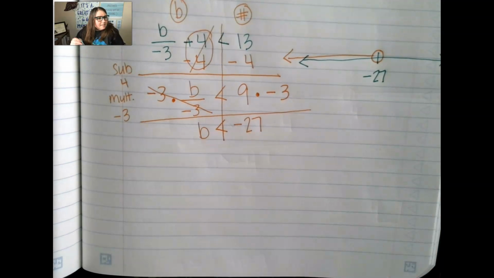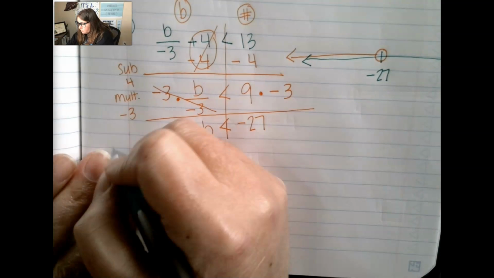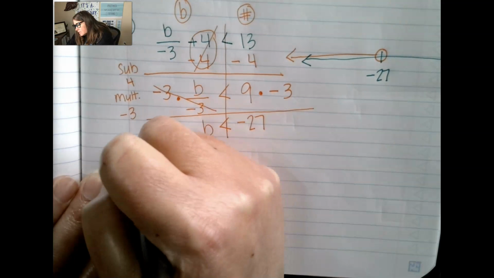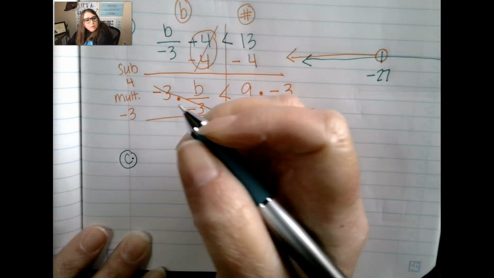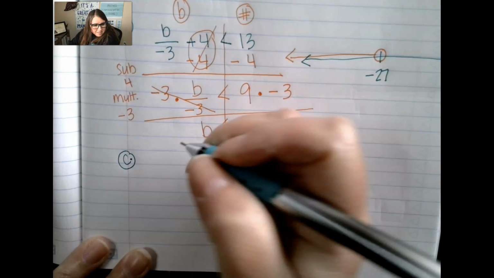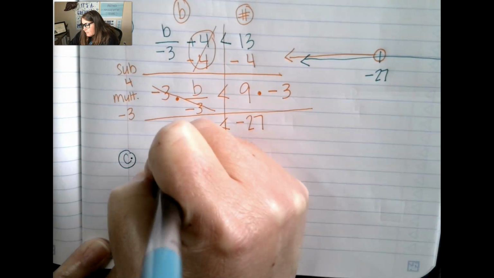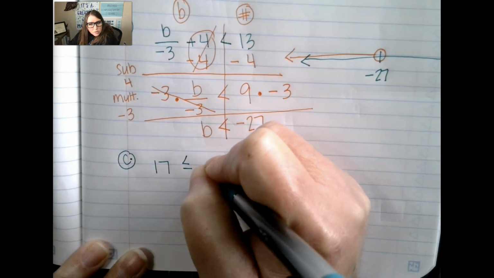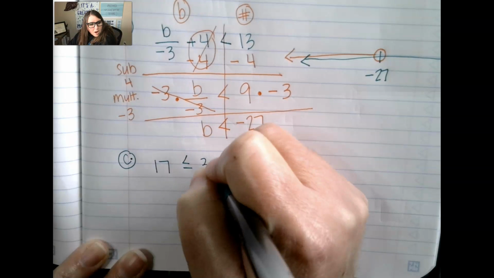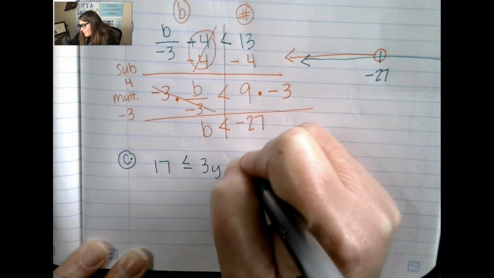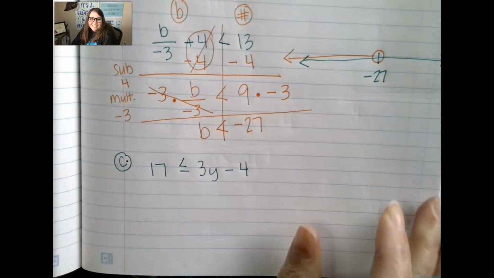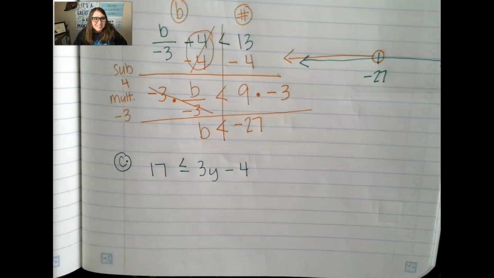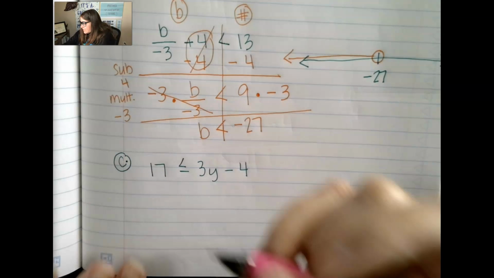Example C, oh, this is a good one because the letter is not on the left. So we're going to have to move the letter to the left at the end. This one says 17 is less than or equal to 3y minus 4. There's another 4. I don't know why all of them have 4s today. All right, so let's go ahead and start with this one.